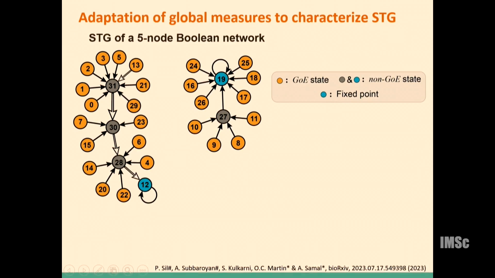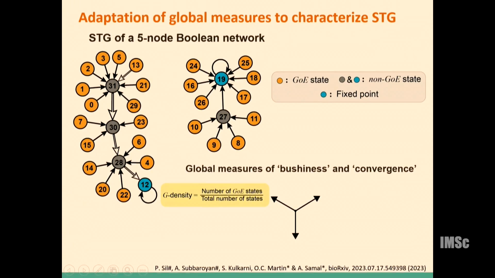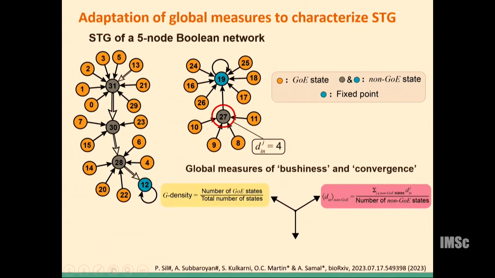That is, they are the nodes that don't have any in-degree. The other nodes are called the non-Garden of Eden states. The first quantity is based on the Garden of Eden state. The fraction of Garden of Eden states in the state transition graph is called G density. A more intuitive measure would be in-degree. For in-degree, we take the average in-degree over all the non-Garden of Eden states. That is what we call the average in-degree of the non-GOE states.